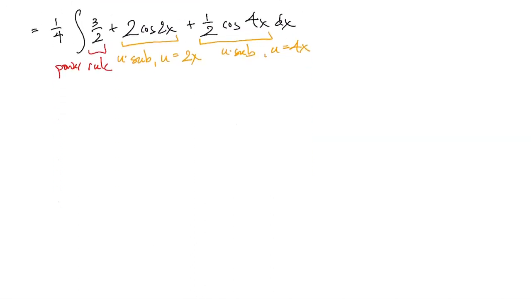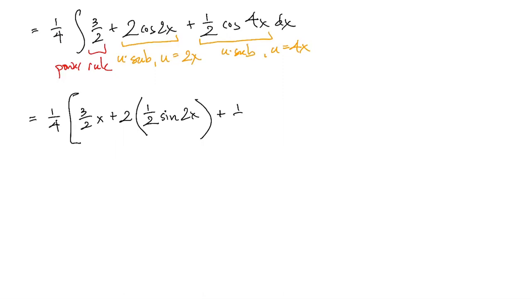So let's go ahead and set up our integrals. I've got 1/4, and then I'm going to multiply it to everything here. The integral of 3/2 is 3/2 x, plus the integral of cosine 2x, which is going to be 1/2 sine 2x, plus 1/2, and the integral of cosine 4x is going to be 1/4 sine 4x, and I'm going to need a plus c at the end.